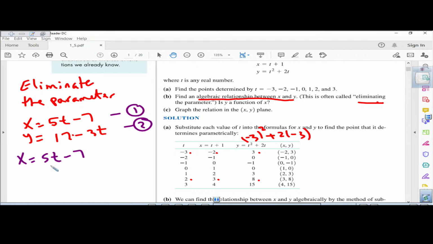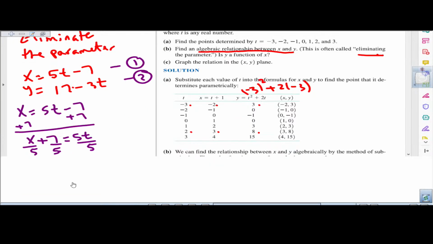I can't really divide by 5 yet, because there's something else I have to take care of. Exactly, I have to take care of the 7 first. So I'm going to add 7 to both sides. That's going to give me x plus 7 equals the 5t. Divide by 5, every single one of them. And that should give you t equals x over 5 plus 7 over 5.